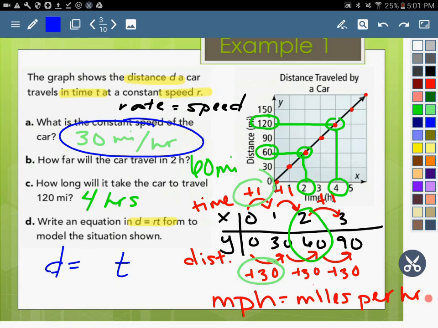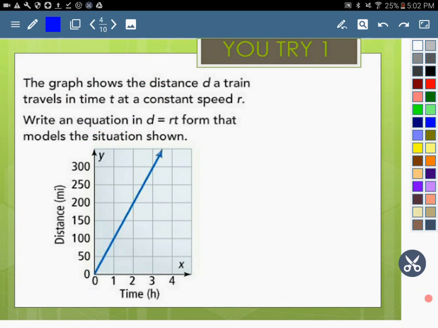So I'm going to plug in 30 where r sat in the equation. So instead of the letter r, I just wrote the number 30 because that's what the rate is. The speed is 30 miles an hour. So my equation is distance is equal to 30 times the time, or 30 miles per hour times time. So now let's have you go ahead and try your U-try.